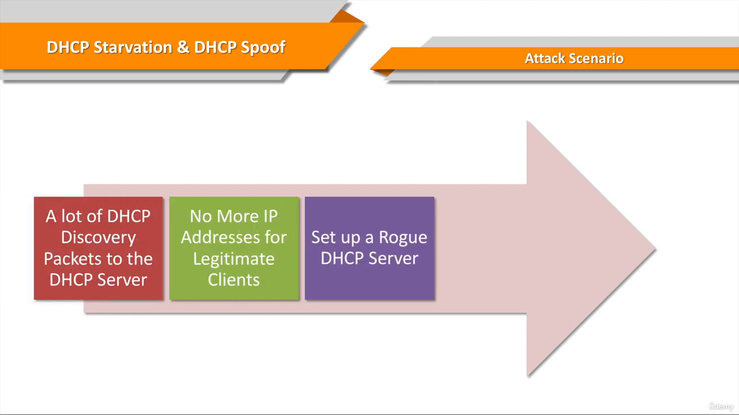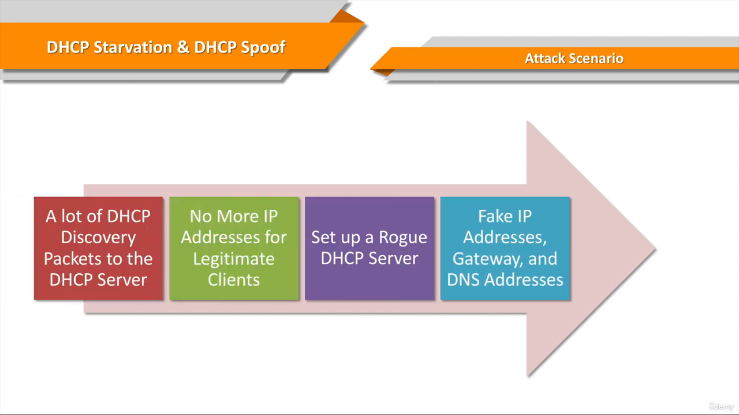So now we'll set up a rogue DHCP server, which is the only server to respond to the client's IP address requests right now. The rogue DHCP server starts distributing IP addresses and other TCP/IP configuration settings to the network DHCP clients. TCP/IP configuration settings include default gateway and DNS server IP addresses. So now we can replace the original legitimate default gateway IP address and DNS server IP address with our own IP address.